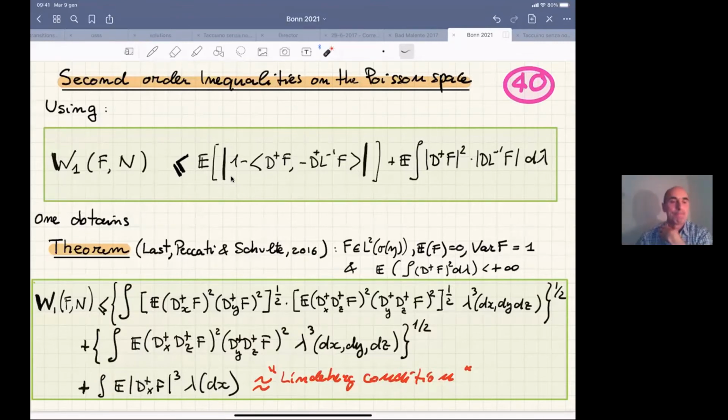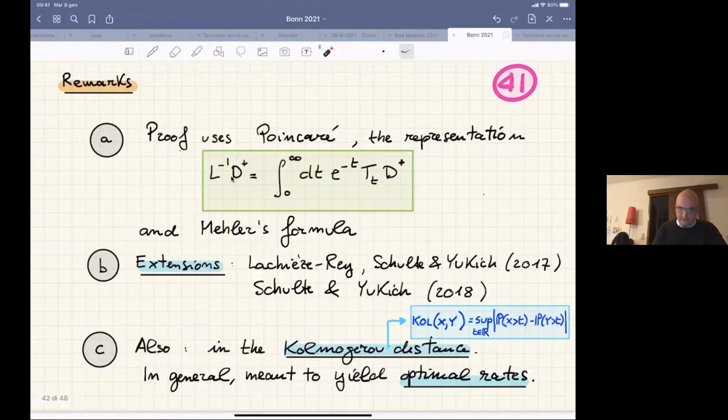Good. Okay, so it's a second order Poincaré inequality. The proof is based on Mecke's formula and on a certain representation of L-1. I would like to point out that there are several extensions, at least in two directions. There is a paper by Lachièze-Rey and Yukich that makes a precise connection with the geometric theory of stabilization. It's a very powerful collection of results with a number of applications.